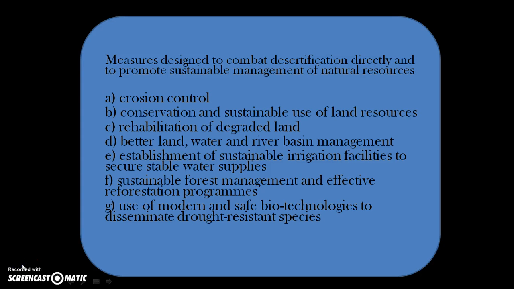So we continue with the measures designed to combat desertification directly and to promote the sustainable management of natural resources. First, you need to know erosion control. Second one is conservation and sustainable use of land resources. Third one is rehabilitation of degraded land. Fourth one is better land, water, and river basin management. Followed by number 5, establishment of sustainable irrigation facilities to secure stable water supplies, and sustainable forest management and effective reforestation programs. And lastly is to use modern and safe biotechnology to disseminate drought-resistant species.